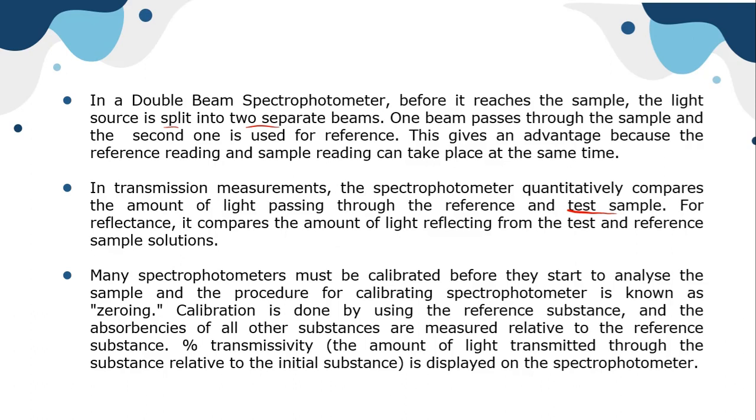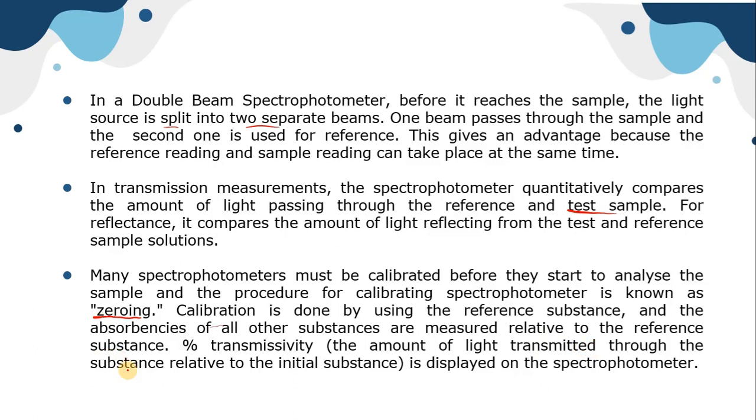We can generally use these, and many spectrophotometers must be calibrated before they start to analyze the sample. It starts with calibrating and setting it to zero, what you call the zeroing. We will demonstrate this later. The calibration is done by using the reference substance, and the absorbances of all other substances are measured relative to the reference substance.